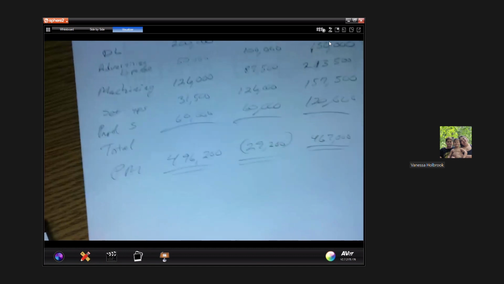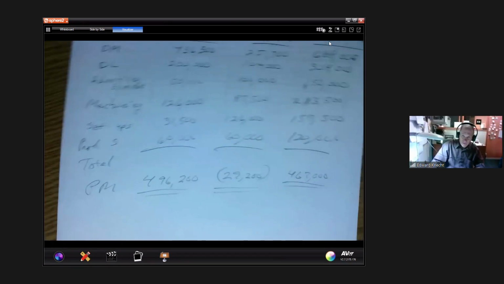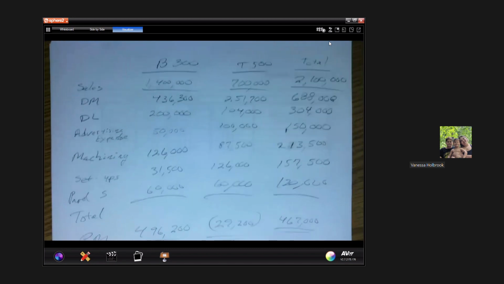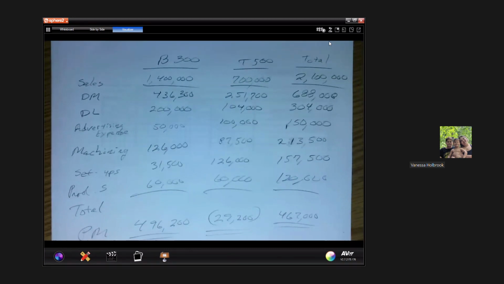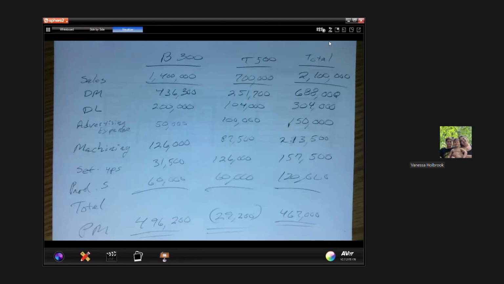Can you move the product margin paper? Like that or down? No. To the left and down a little. Right there. All right. Oh, you can't see that. No, that's perfect. Thank you.